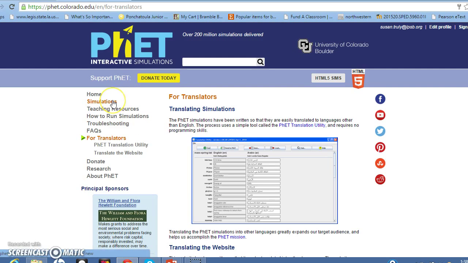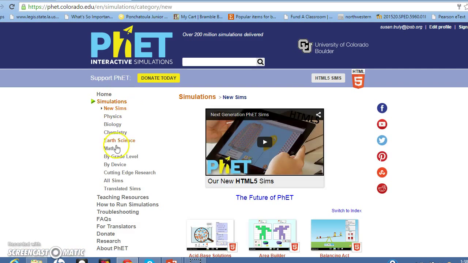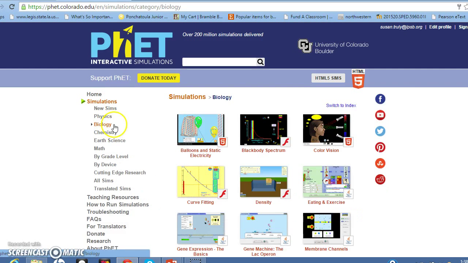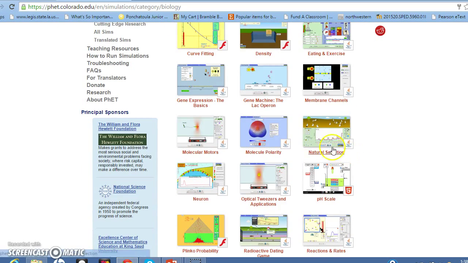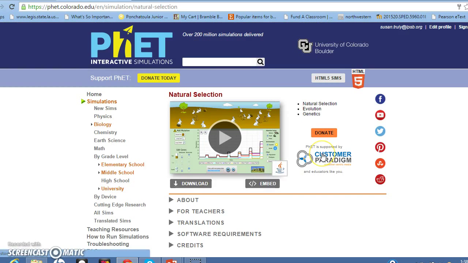So let's show you how we would use a simulation in the classroom. Okay, so we'll go to biology, and I'm going to scroll down to the simulation on natural selection. Natural selection is a real-world concept that's hard for students to understand because evolution occurs at such a slow rate.